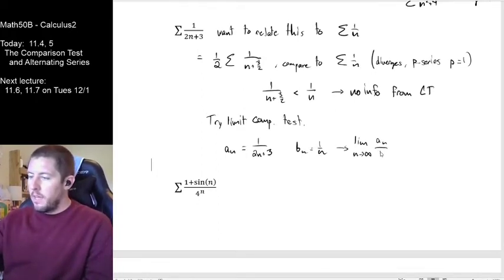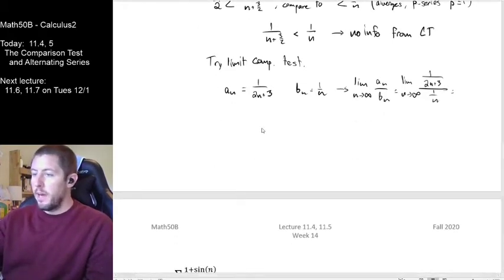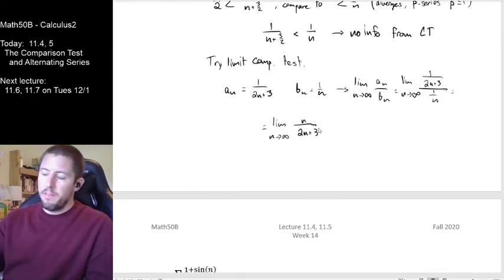And so our limit a sub n over b sub n is going to be the limit as n goes to infinity of 1 over 2n plus 3, all divided by 1 over n. I do a little bit of my limit math, or a little bit of algebra, here. This is the limit as n goes to infinity of n over 2n plus 3. I'm hoping what you remember from our limit arguments is that if the numerator and denominator are both polynomials, then the highest ordered term in each is the decider. So here, this is really just like n over 2n, and the n's cancel, and we're going to get 1/2.